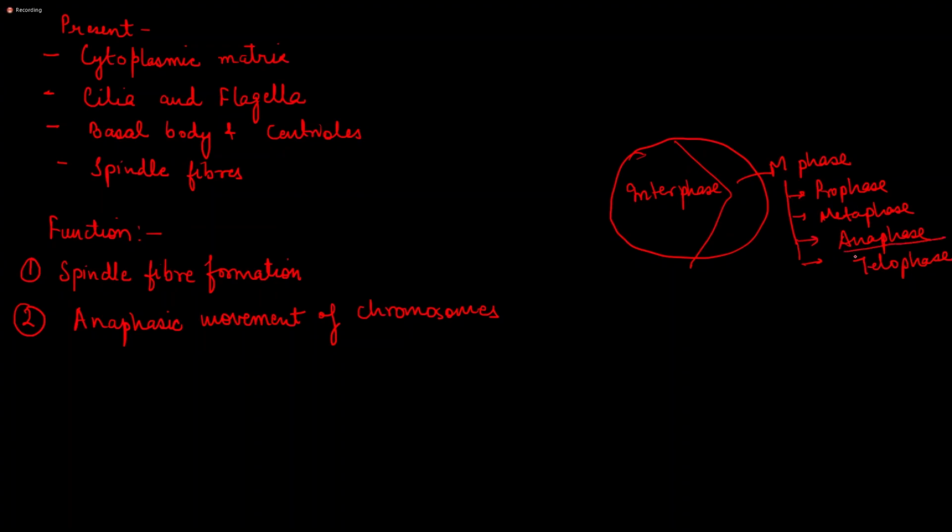During anaphase, the chromosomes separate, and this separation is known as anaphasic movement of the chromosome. This anaphasic movement is also done with the help of microtubules. Now the third is that microtubules also help in providing support to the cells, and fourth, they help in motility. They help in motility because they are also present in the cilia and flagella, and flagella help in motility, right? So microtubules help in motility.